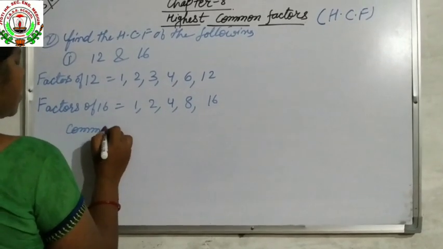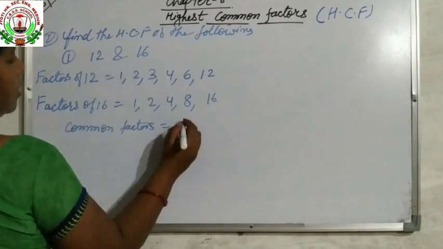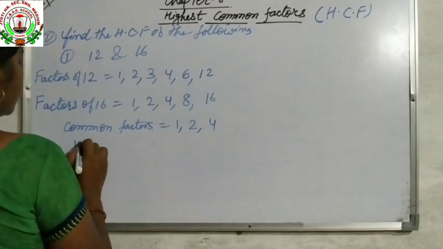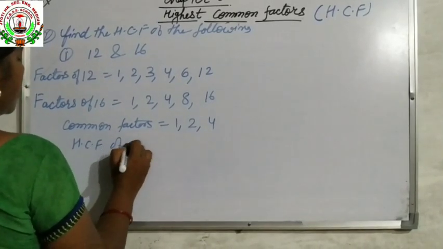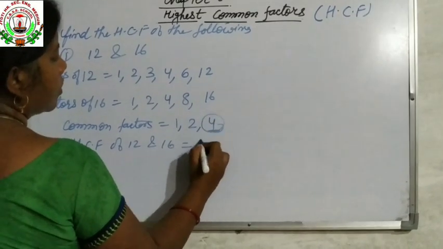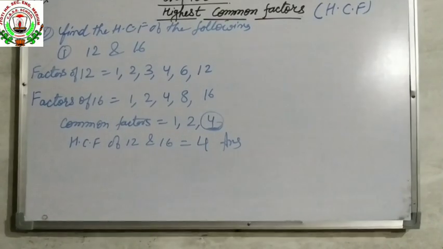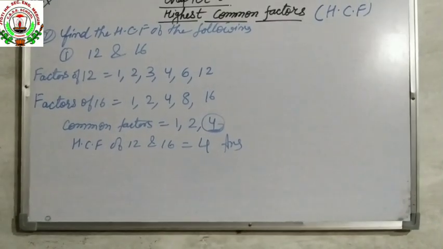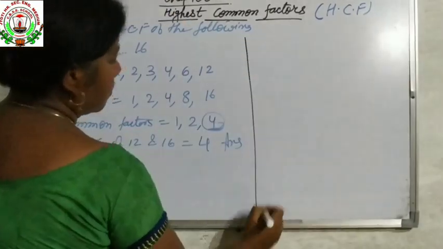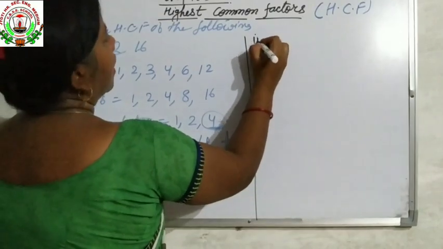Now the common factors: already you know how to find the common factor. 1, 2 is common, then 4 is common. So the HCF of 12 and 16 is, which is the highest number? 4. So the HCF of 12 and 16 is 4. Understood? So the first question is completed. Now we will see the next question: 18 and 24.